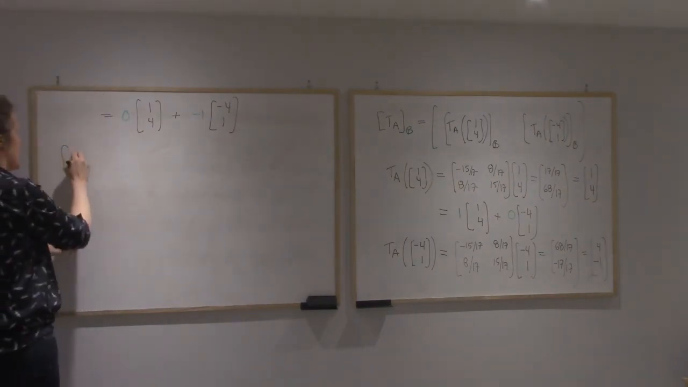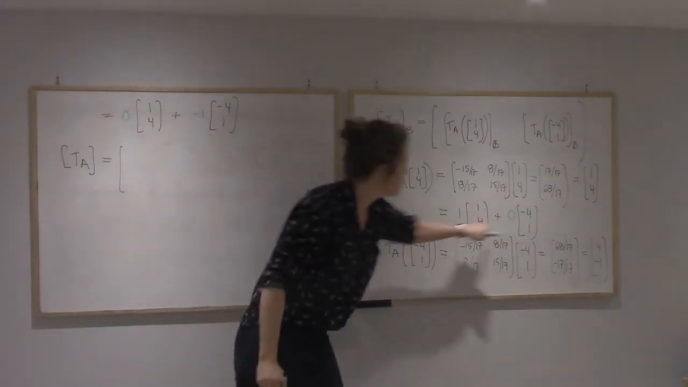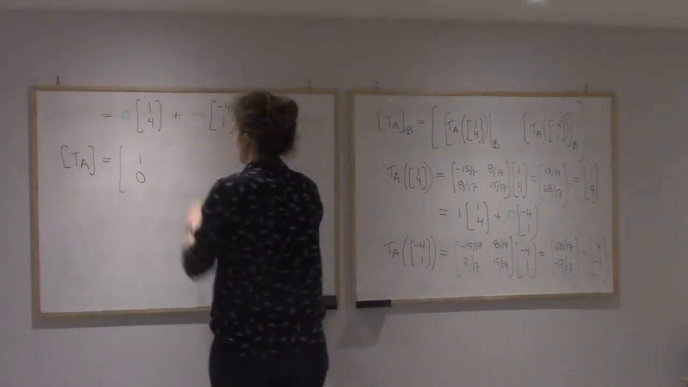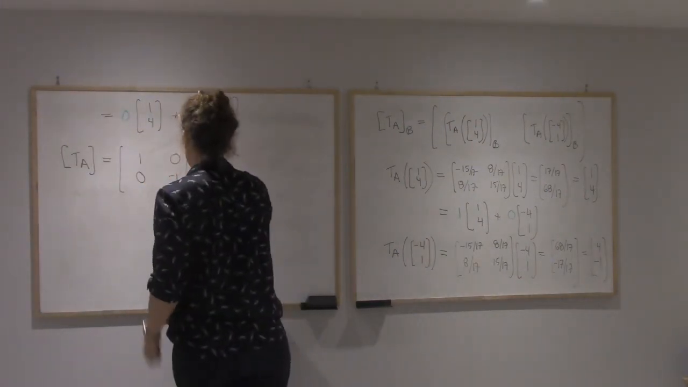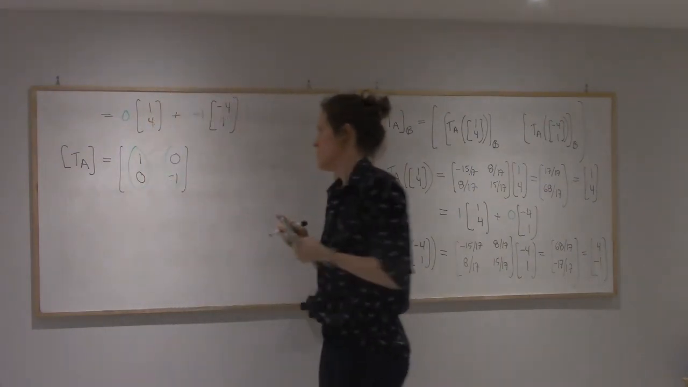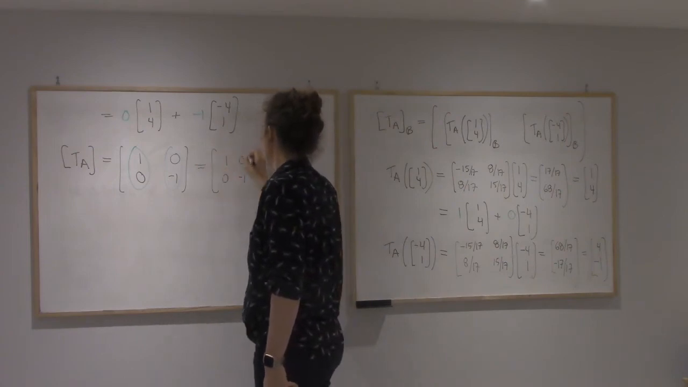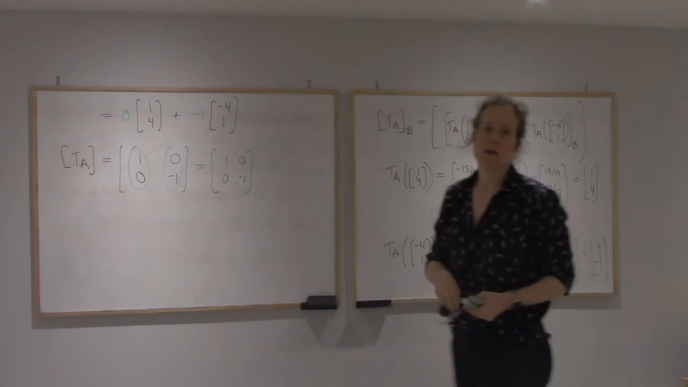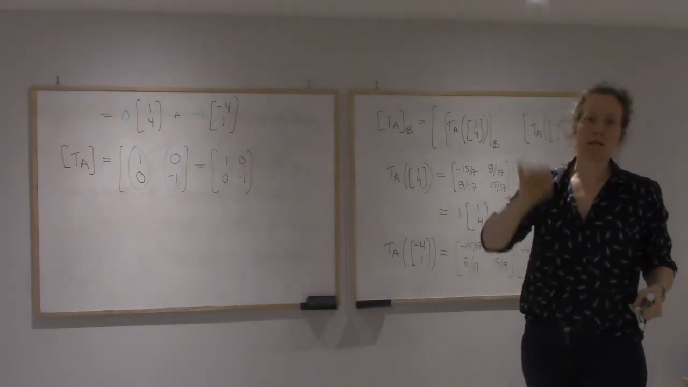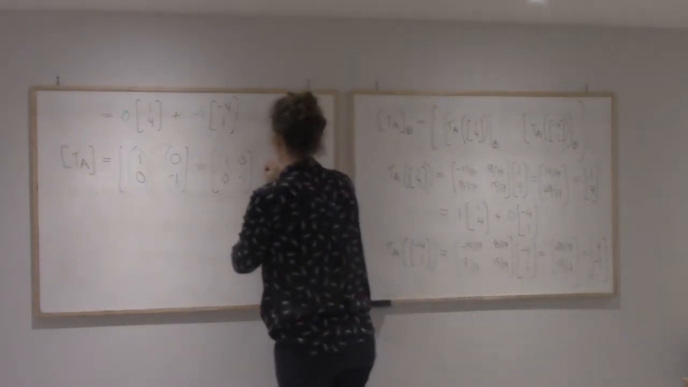Alright, so we have our numbers. The first column is 1, 0. Second column is 0, minus 1. And so we get 1, 0, 0, minus 1. What we like about this is we get a diagonal matrix.